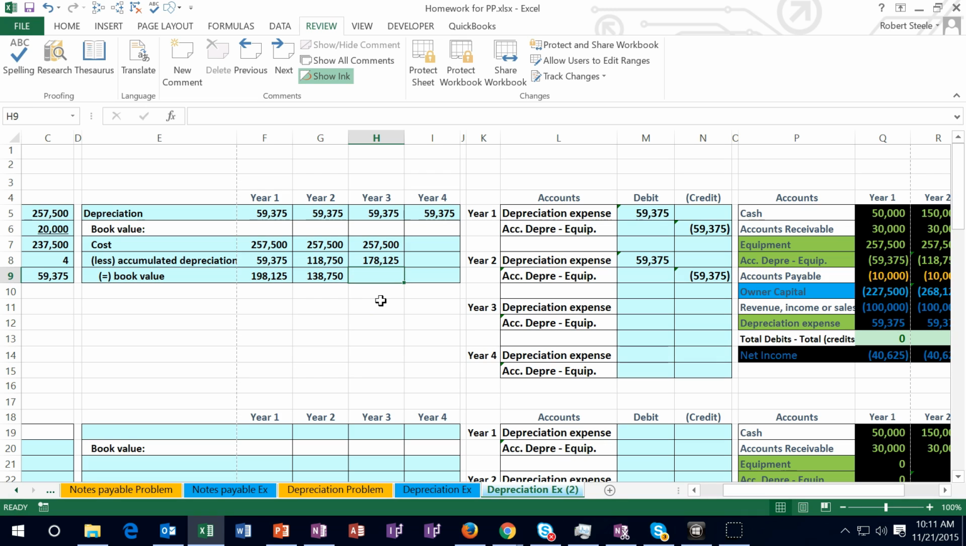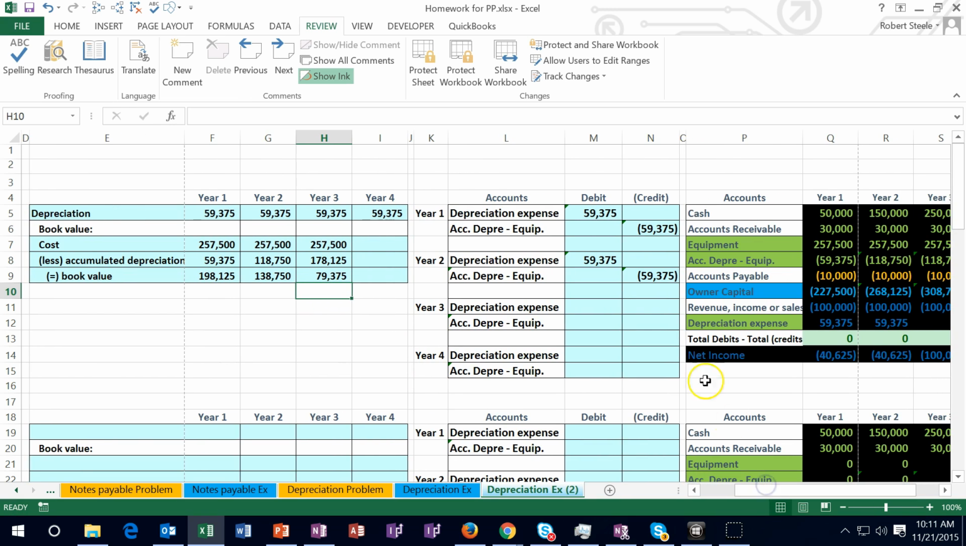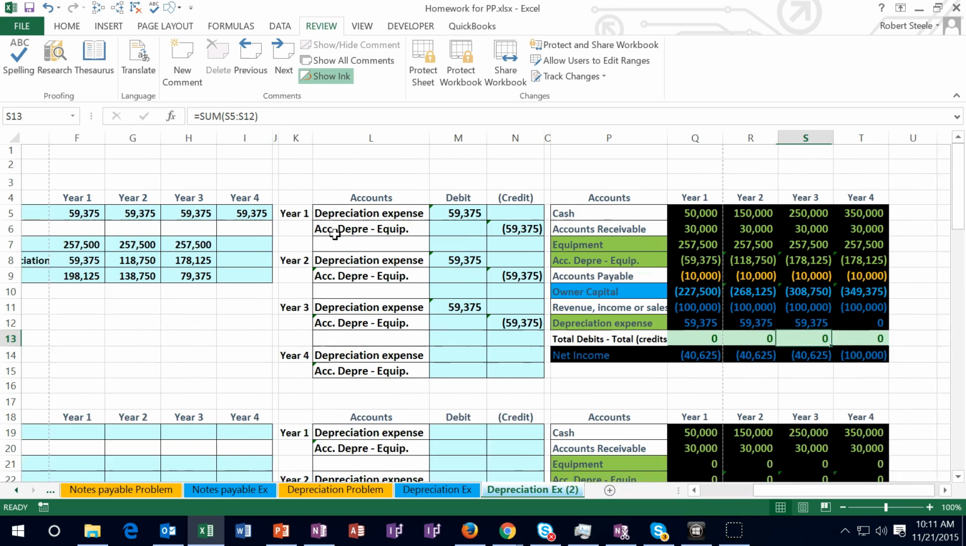How do we calculate the book value? Well, it equals the cost minus the accumulated depreciation as of that time period, bringing us to, in this case, 79,375. What if we do that calculation in terms of a trial balance? We'll do the same. It's the same exact journal entry. We're going to say it's the 59,375 debit to depreciation expense and a credit to accumulated depreciation of 59,375.